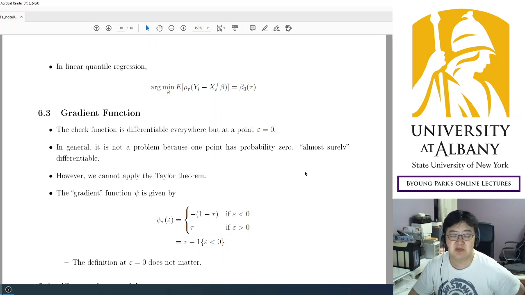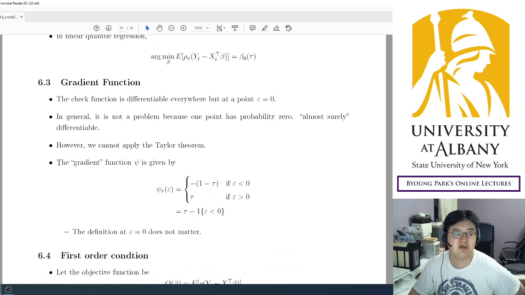So let me explain. First, we will define the gradient function psi. It is just a derivative, but at epsilon equals 0, I just did not specify here. It does not matter whether epsilon equals 0 is included here or here, or you may assume it has a value of 0 at that point. Anyhow, it does not matter. To be more rigorous, we need to define this, but no matter what you use, it does not matter. So I will ignore that.